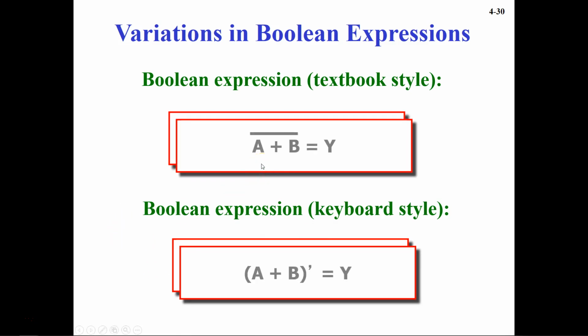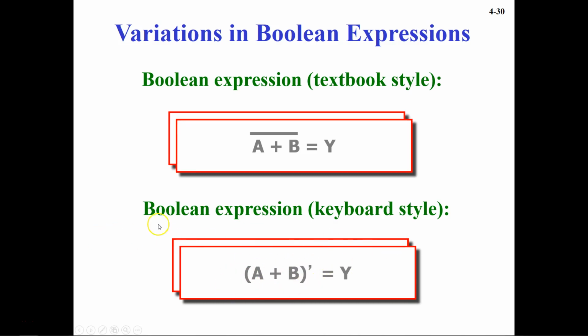Now here is another example. You can see that A plus B whole bar is equal to Y. In keyboard style, you will represent this expression like this: A plus B, in a whole bracket, and then an apostrophe. So this will be your (A plus B) complement. Now here, if you remove the bracket, then it is going to be A plus B complement, which is incorrect. So make sure that you use the brackets if you have a whole complement over two inputs, like in this case.